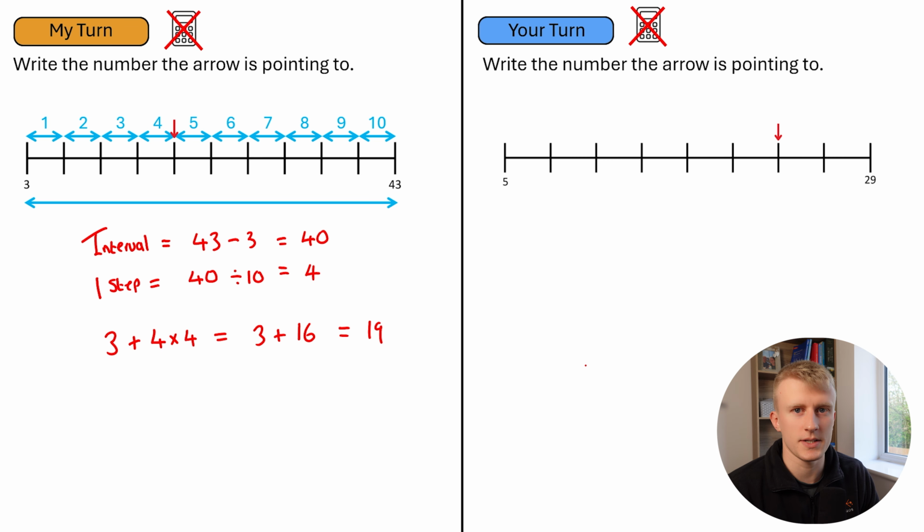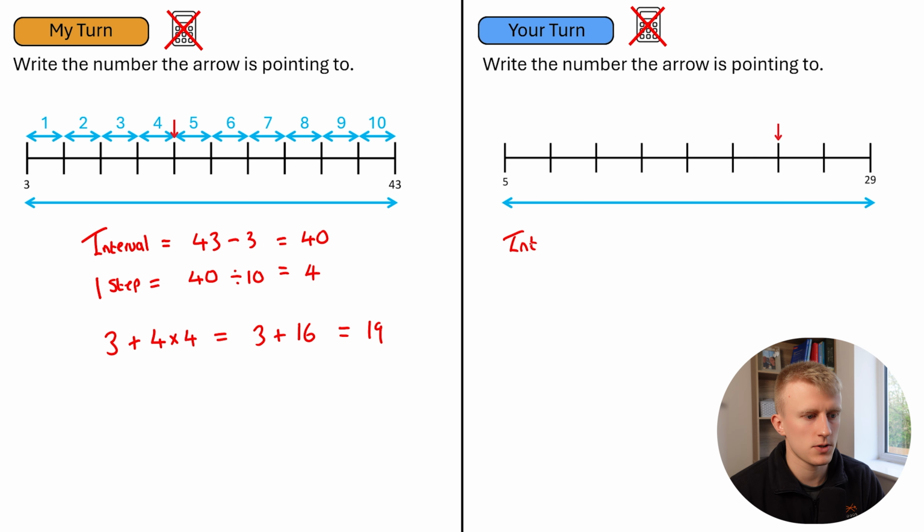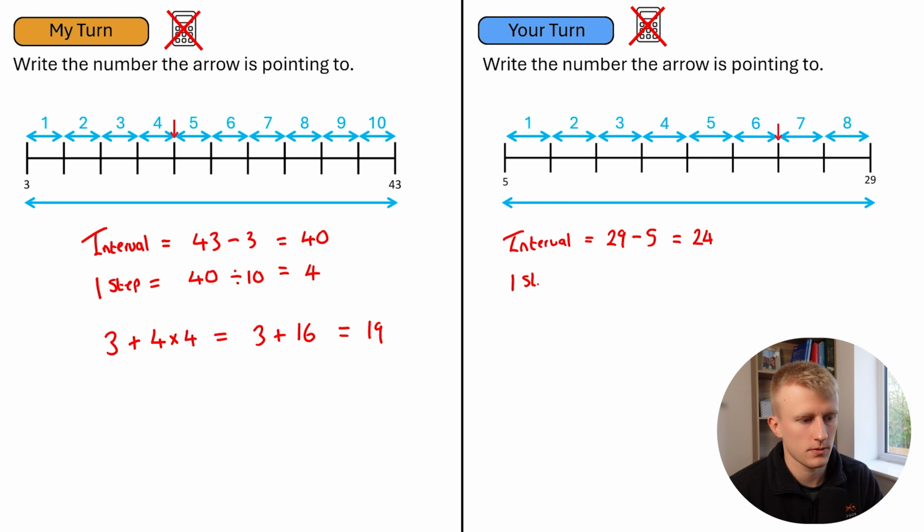Okay, now let's run through this example. Write the number the arrow is pointing to. So to begin, we want to work out what each step is worth. So let's have a look at the overall interval size. Well, it's the difference between 29 and 5. So we'll say that the interval is 29 subtract 5, which is equal to 24. And we know that we're splitting it into 8 equal steps in this case. So each step will be equal to 24 divided by 8, which is equal to 3.